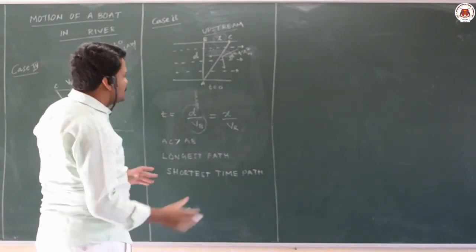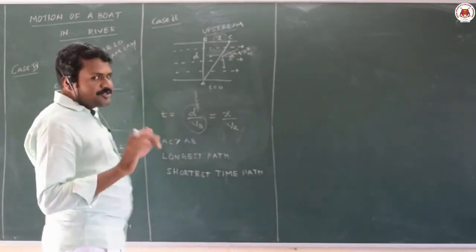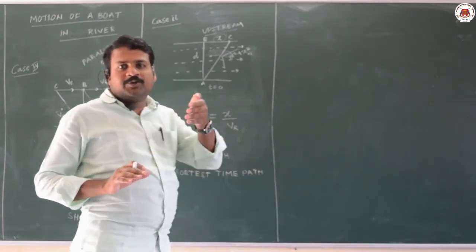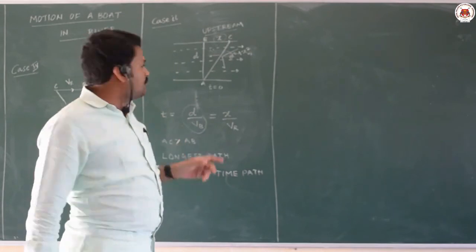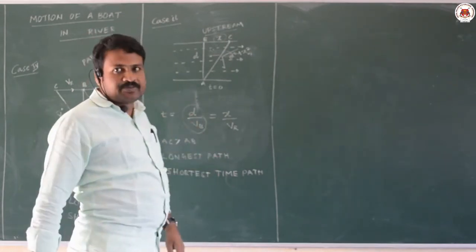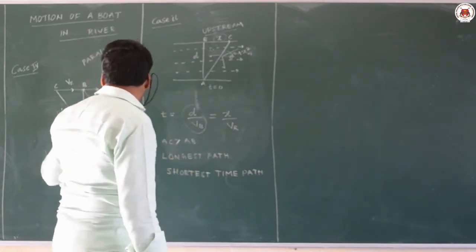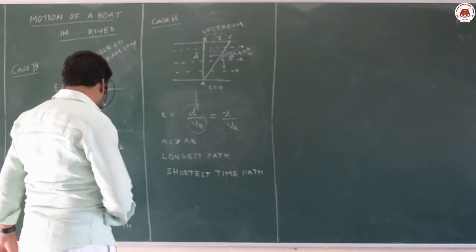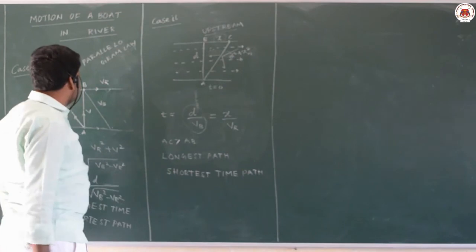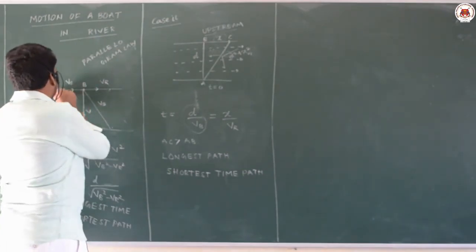So what will they ask? They will give the condition: the boat wants to cross the river in the shortest time path. What is the time taken? It means D by VB. The boat wants to cross the river in the longest time path. What is the time taken? D by root of VB square minus VR square. So this is the condition.